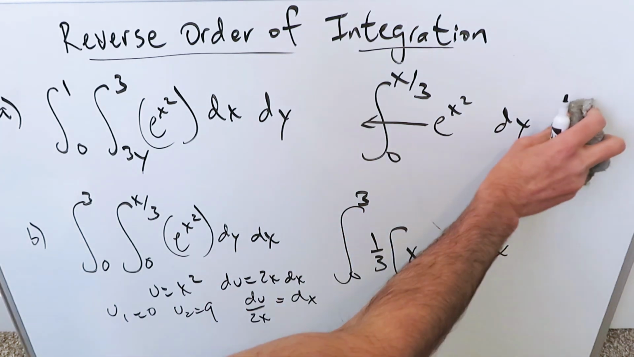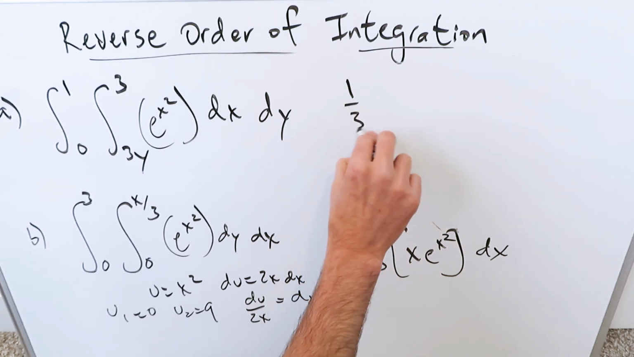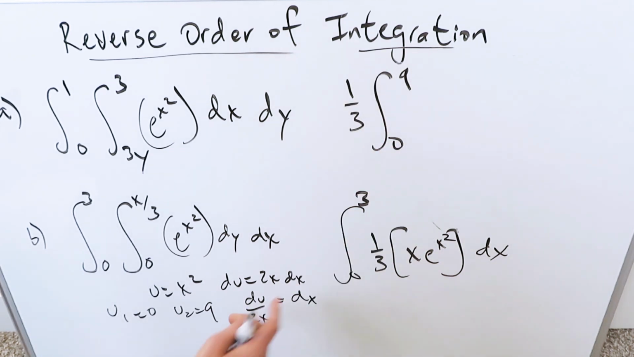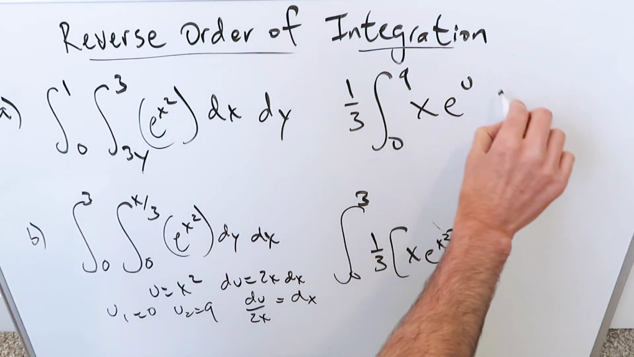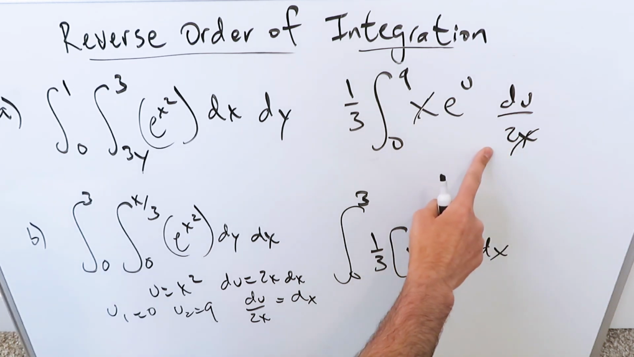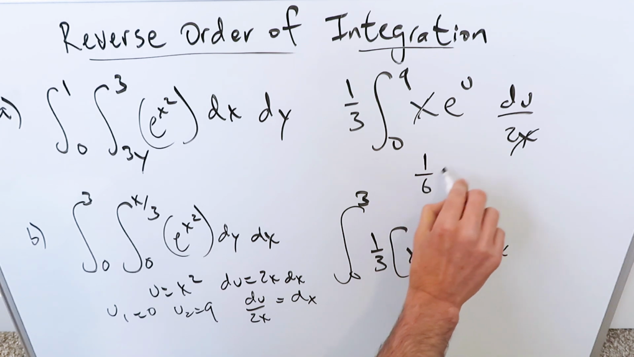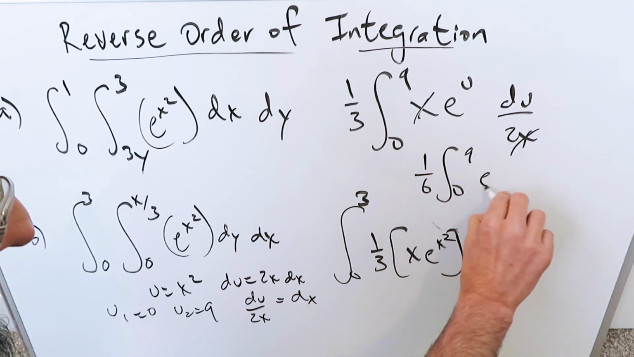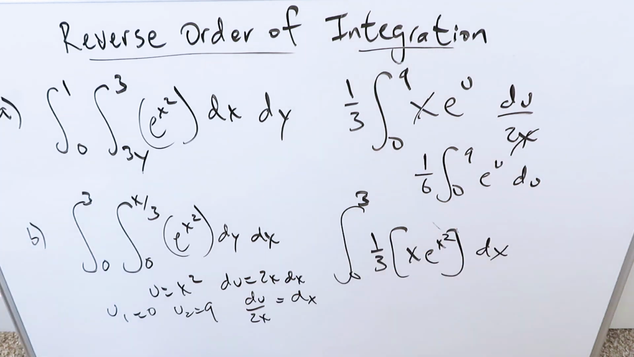When I bring it into play, let's complete it over here. What do I have? I have a 1 over 3 sitting outside. I have my u limit 0, 9 because I'm doing u substitution, which is a polynomial substitution technique. I have an x, I have e to the u, I have a du over 2x. These x's will cancel out. This 1 over 2 can come out and make it into a 1 over 6. I'm looking at a 1 over 6, integral from 0 to 9, e to the u, du. And we will solve this and take it to completion.